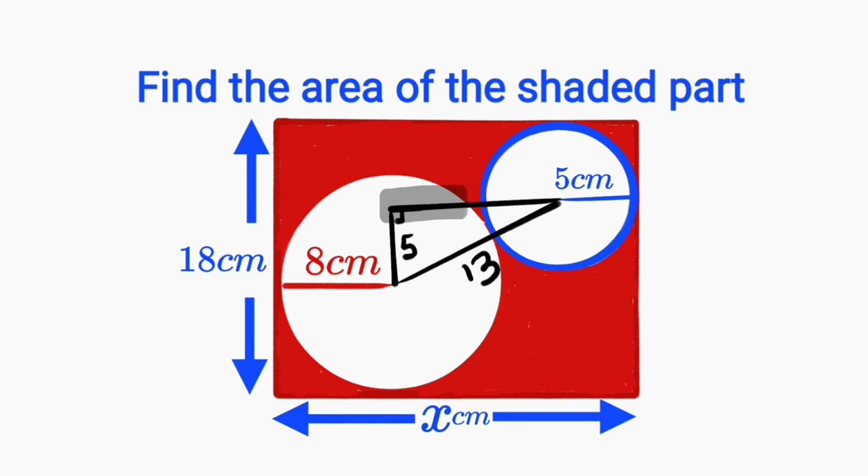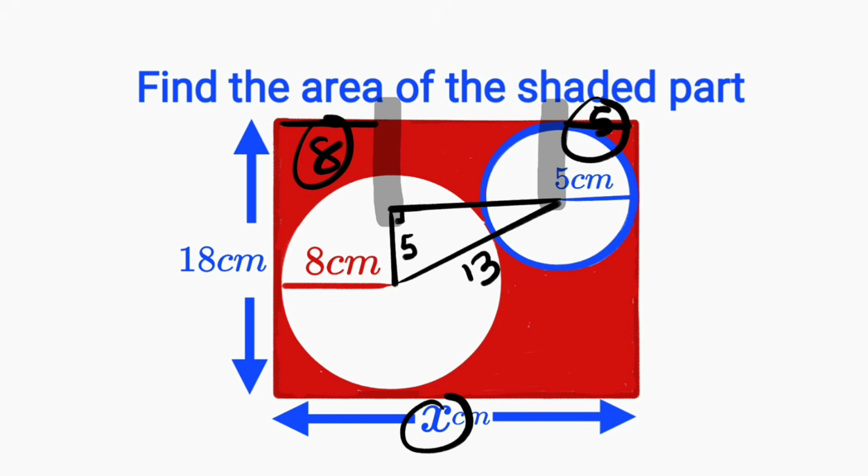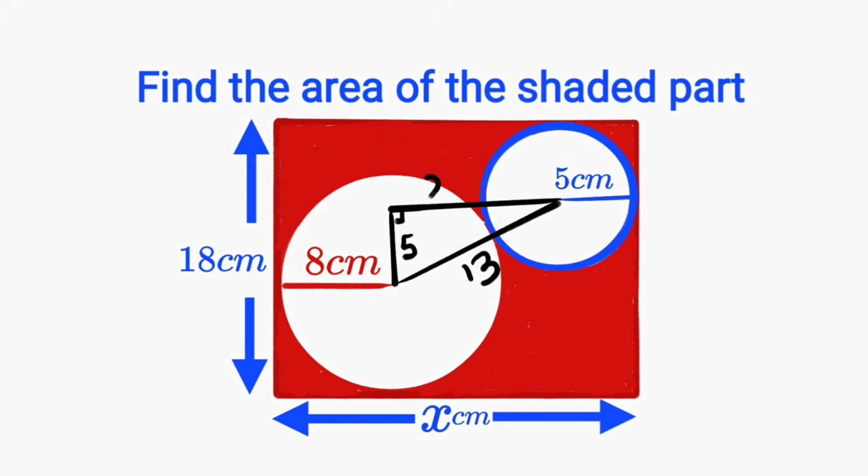So what about this side length? We can also find it. I know that if I partition the rectangle like this, from here to here will be 8, from here to here will be 5, and in between will be x minus this plus this, which is x minus 13. So therefore, that particular side length is x minus 13.